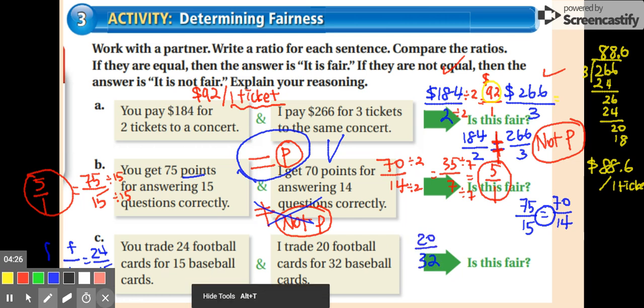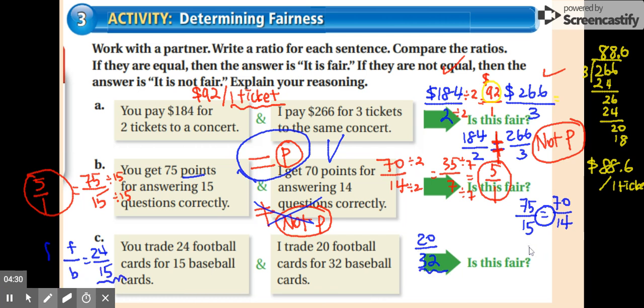So let's see if these two are proportional. So 24, divided by 3, divided by 3, because we need simplest form, is 8 over 5. What about here? Divided by 4, divided by 4. You can start by dividing by 2, okay? Take your time. 5 over 8.